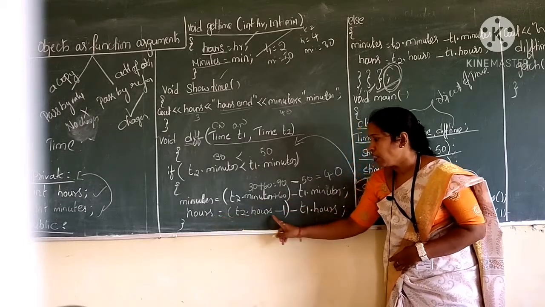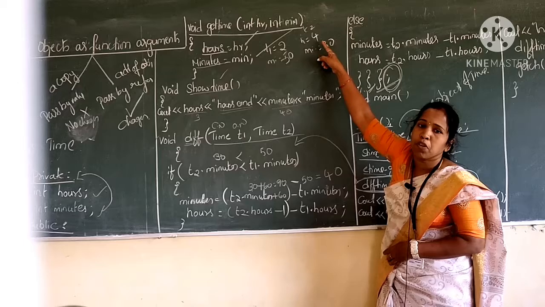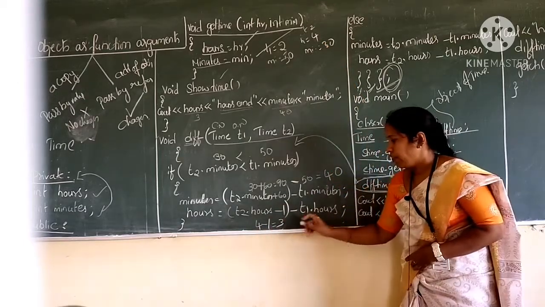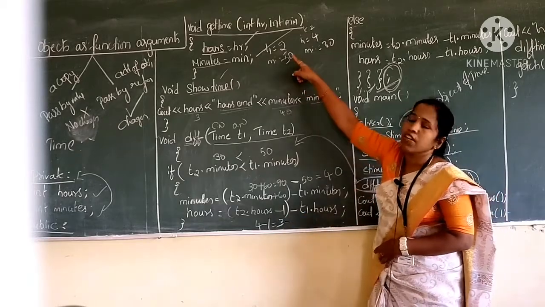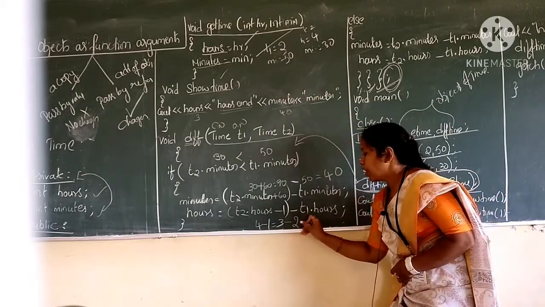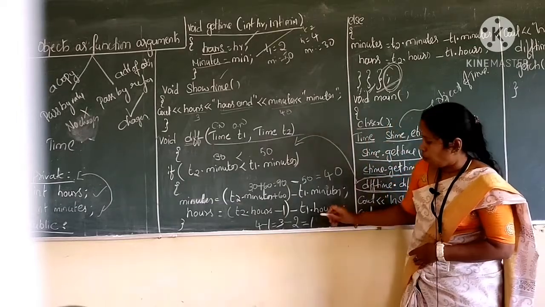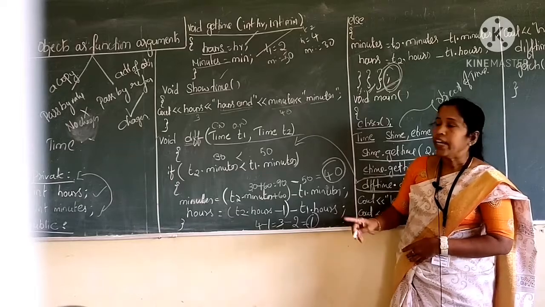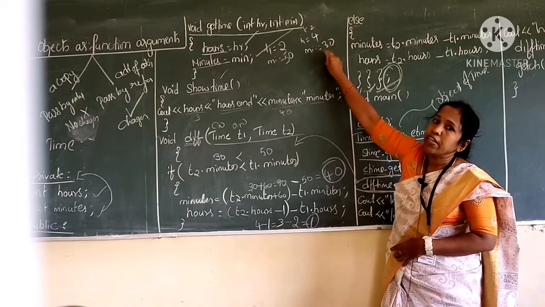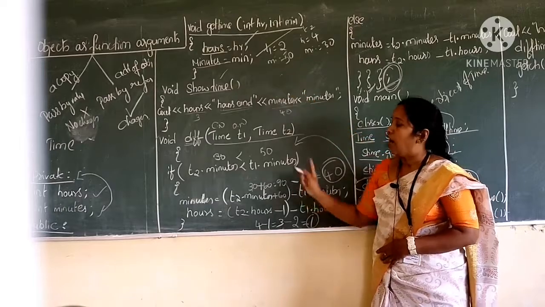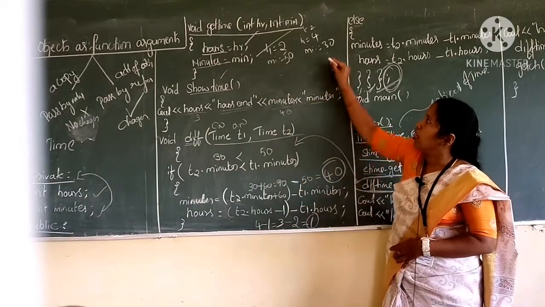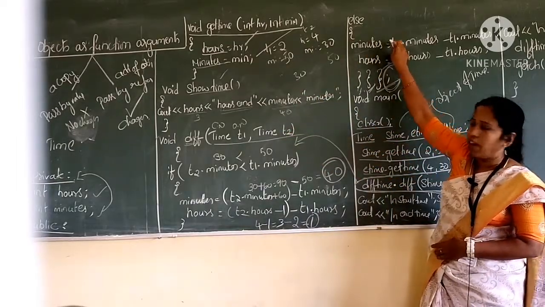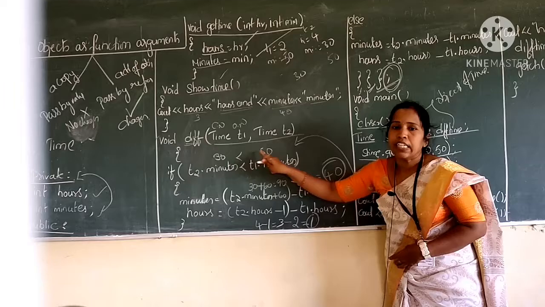After that, hours, right? So T2 dot hours minus 1. T2 dot hours is 4. So 4 minus 1 is equal to 3. After that minus T1 dot hours. T1 dot hours is 2. 3 minus 2 is 1. Now we are getting 1 hour 40 minutes, right? So since T2 dot minutes is less than T1 dot minutes, I have applied this operation. If it is not, if you are getting 50 and 30 here, then directly you can come to the else part. Why? Because there 50 is not less than 30, right?